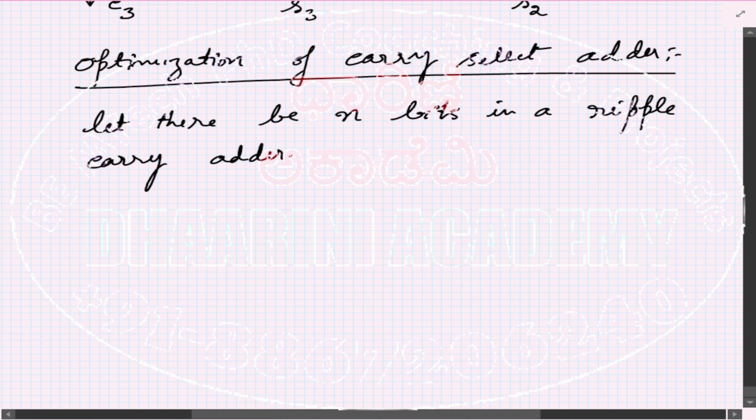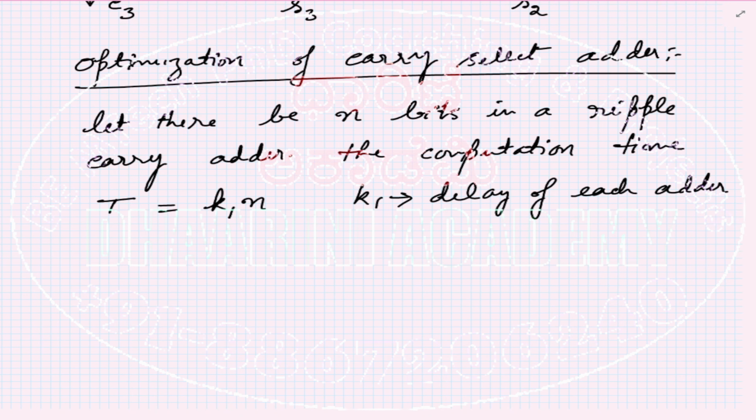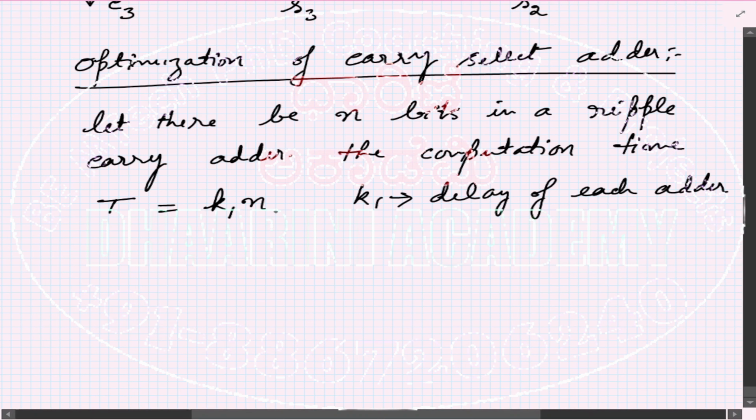Now when you say that there is a ripple carry adder, the computation time capital T is given by k1 into n. What is k1? K1 is called the delay of each adder. So there are n adders and each adder generates a delay of k1. Now if we divide the adder into several blocks, each with 2 parallel paths, let us calculate the time now.